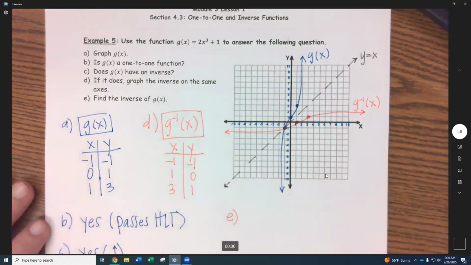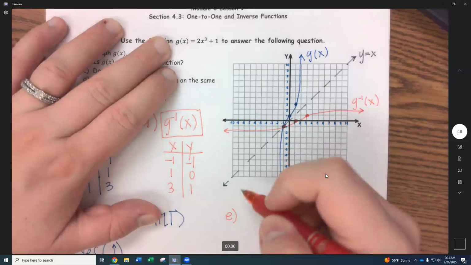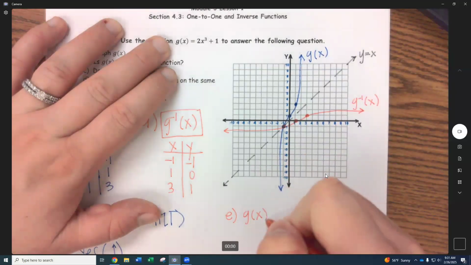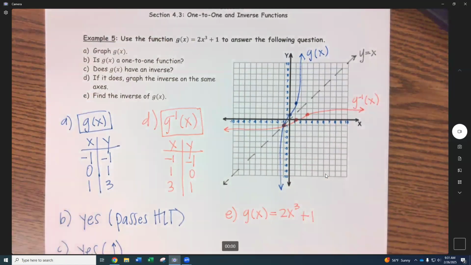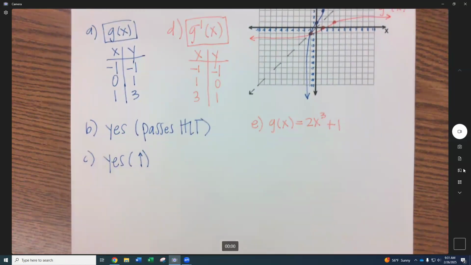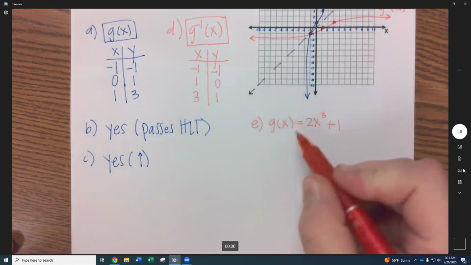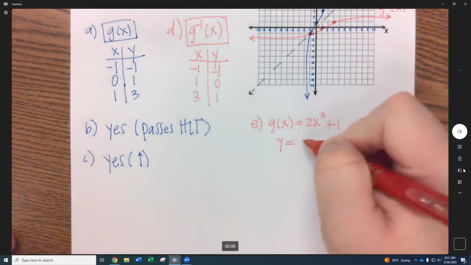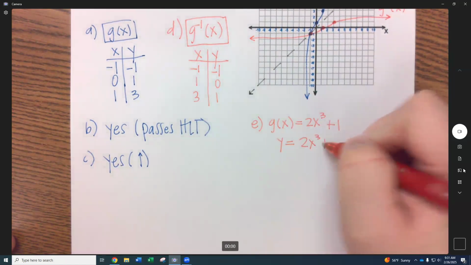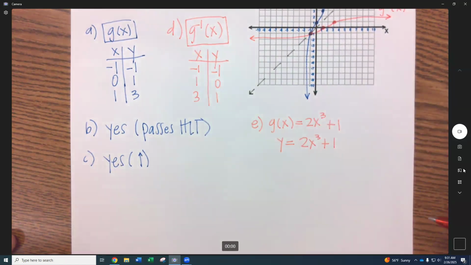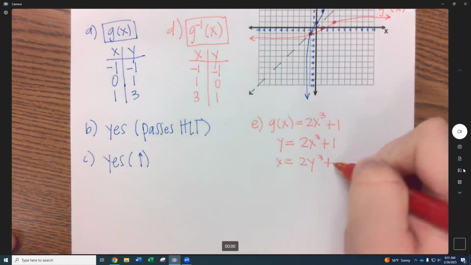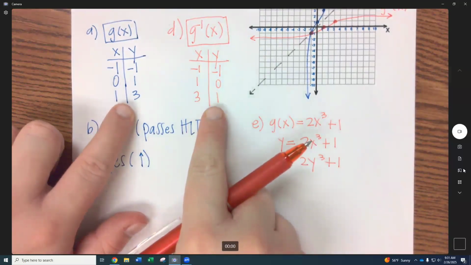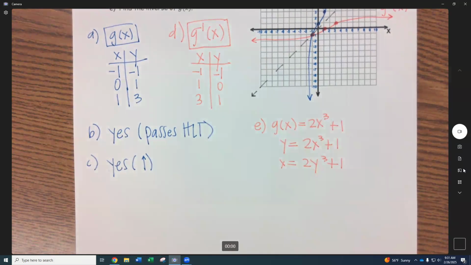Okay. So I'm just going to go ahead and rewrite this real quick. When I find the inverse, step 1 is to replace your function notation with y. So I have y equals 2x cubed plus 1. Step 2 is to interchange your x and y, which is exactly what we did right here, right? We switched our x and y's.